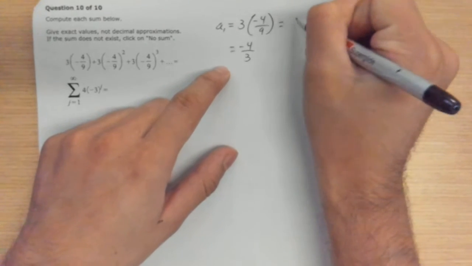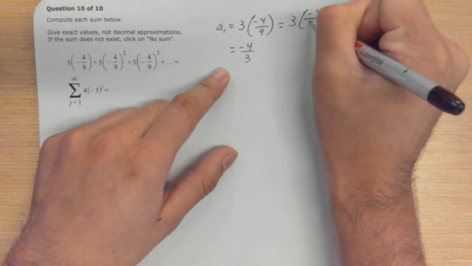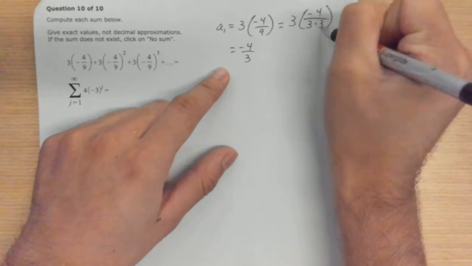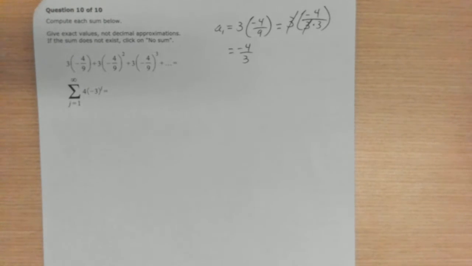So let me rewrite this. I can write it as 3 times minus 4, and 9 I can write as 3 times 3. So the 3 from the top and the 3 from the bottom cancel out, leaving me with minus 4 over 3. So I simplified it to minus 4/3. So that's my a sub 1.